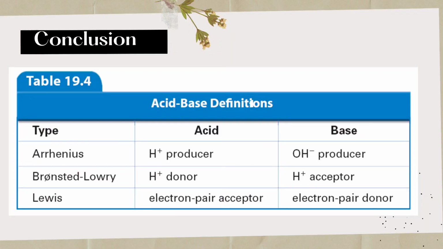Conclusion of the three acid and base theories. The type of Arrhenius: acid as an H+ producer and base as an OH- producer. Type of Bronsted-Lowry: acid as an H+ donor and base as an H+ acceptor. And Lewis: acid as an electron pair acceptor and base as an electron pair donor.